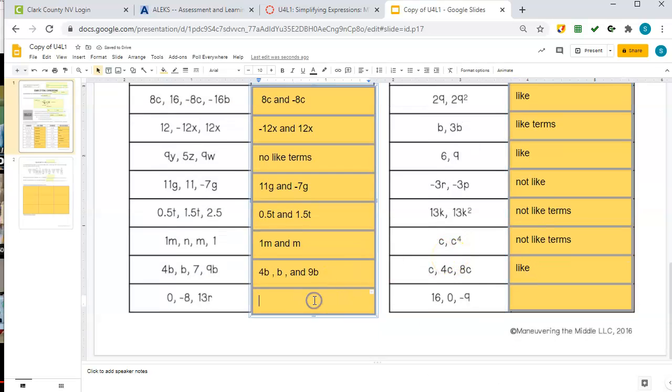Oh, I missed one down here. So these ones, the constant terms are the like terms, so that's 0 and negative 8. And then here, they are all like terms because they are all constants. Alright, let's go ahead and take a look at page 2.